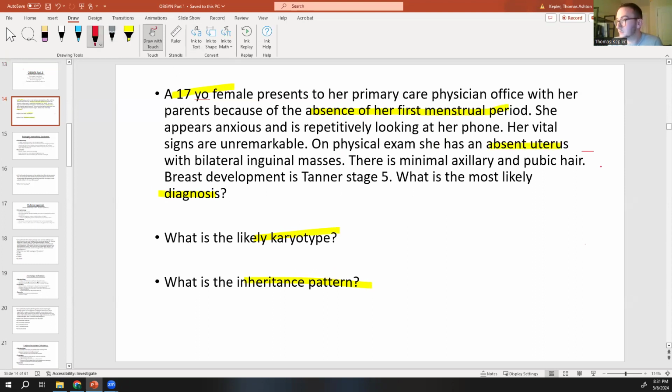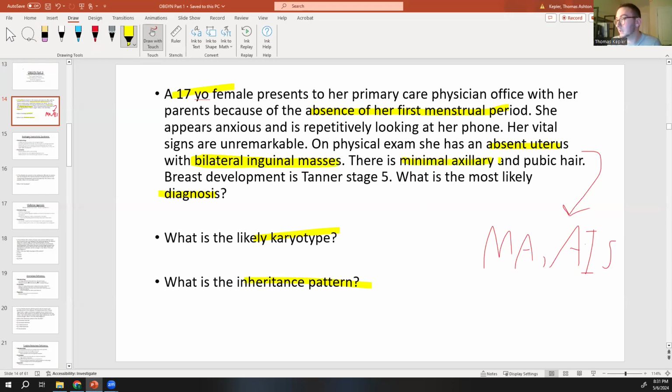So the second you see absent uterus, there's two differentials that should automatically go into your mind. One is going to be Mullerian agenesis, and the other is going to be androgen insensitivity syndrome, right? Those are the two that will not have a uterus, all right? Now, she also has these bilateral inguinal masses. I don't typically use this to try and figure this out, but what they're alluding to is testes, all right? I don't typically use that as the key thing to help me distinguish between these diseases, but it helps support what I'm thinking, all right?